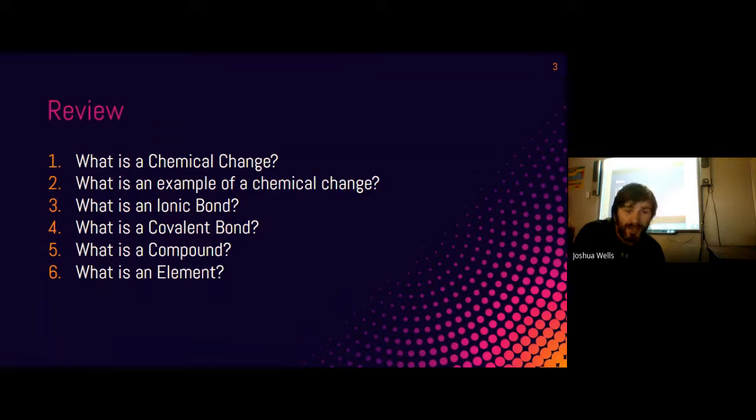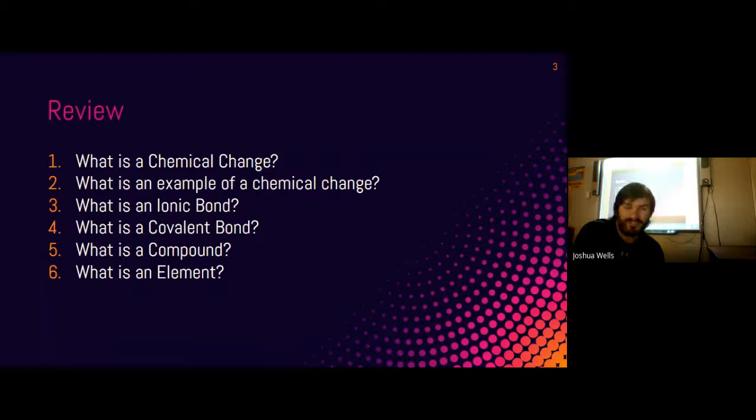What is a compound? A compound, remember, is any material where you have 2 or more elements chemically combined. You cannot separate a compound by a physical means. It has to be separated via chemical reaction, which is why we're talking about it in this particular slideshow about chemical reactions.